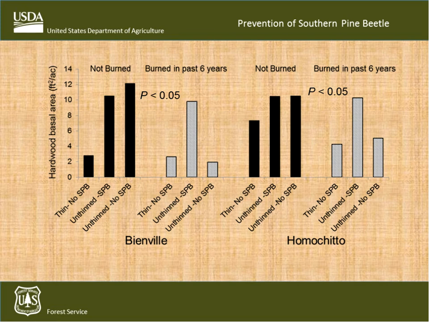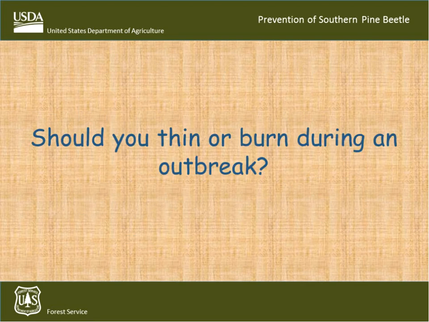One big difference between the stands that were burned versus unburned and did or didn't have southern pine beetle was the amount of hardwood competition. The stands that had been burned and didn't have any SPB had much less hardwood basal area than stands that had not been burned. And that's not rocket science, but it's just something to pay attention to, and I think it fits with the argument that these more open stands would tend to have less southern pine beetle.